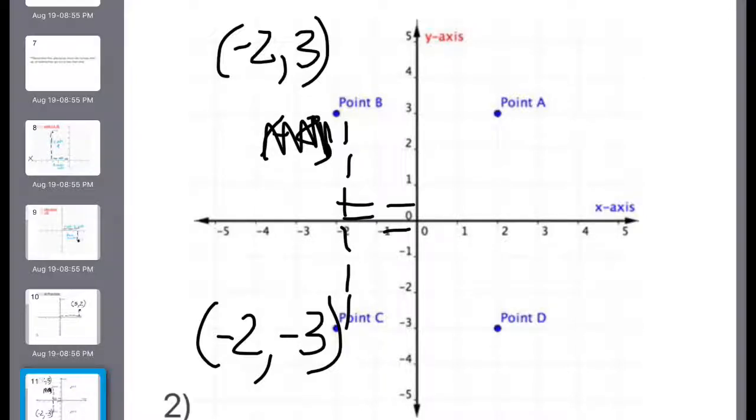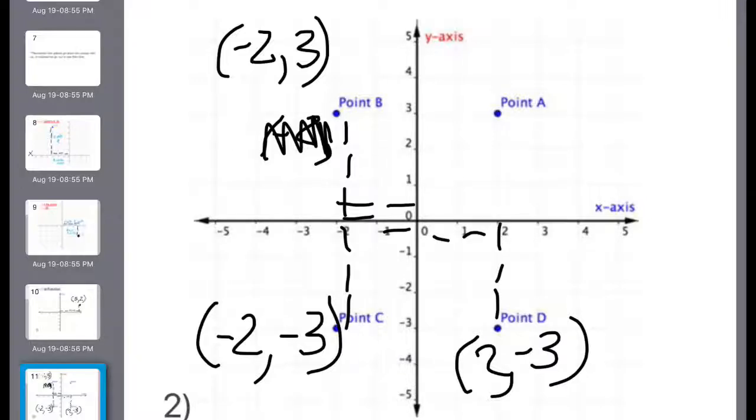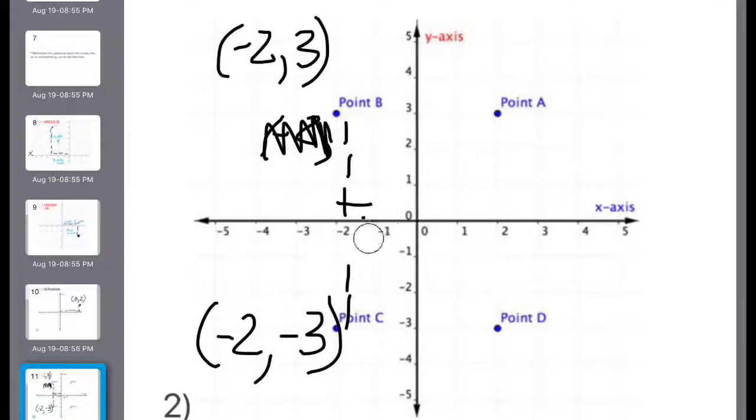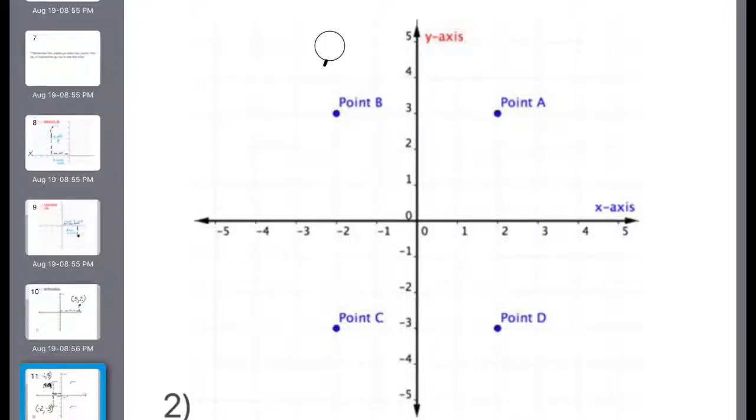Try point D on your desk. Point D is to the right, which makes your X +2. 1, 2. Then you go down 1, 2, 3, which makes your Y -3. There are some problems that always trip my kids up whenever they see them. So I would like to try some of those tricky problems with you now.